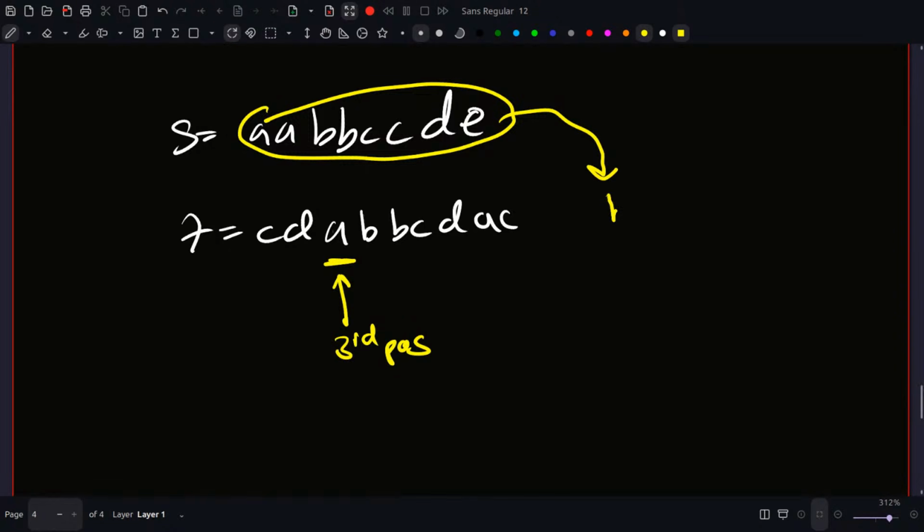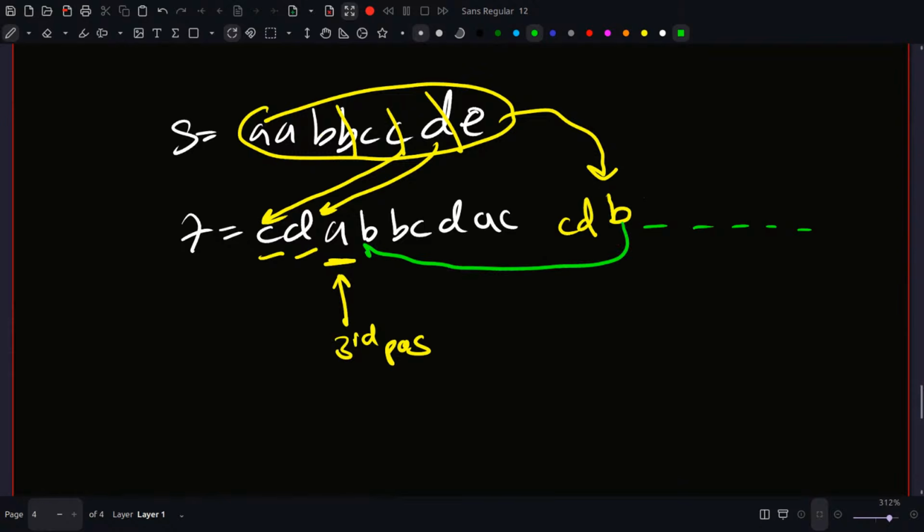So let's say this third position had a B, right? And then these two should be equal. So we will take this C and put it here, and take this D and put it here. So we got CDB, right? Now, we used one B, one C, and one D. All the remaining characters have to be put in sorted order.